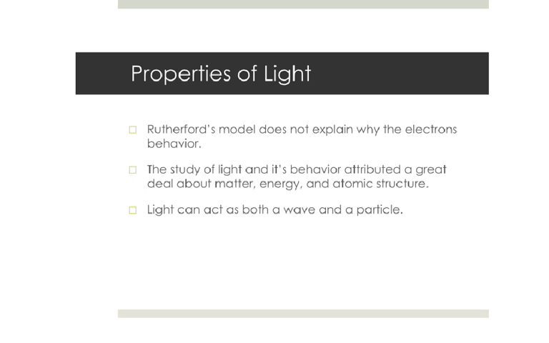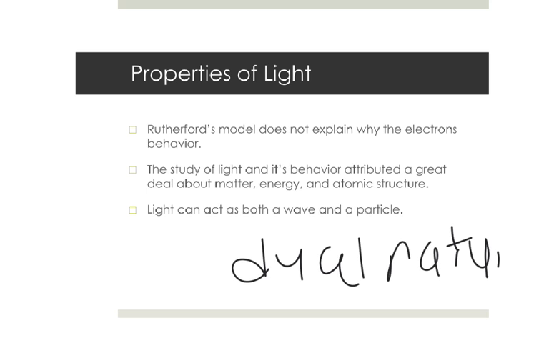The first thing I want you to know about light is that light is known as dual nature, and I'm going to write that down. That's something you should write down. Dual nature, meaning that it can act in more than one way. If I'm telling you to write this down and I'm telling you the meaning, it's probably pretty important.